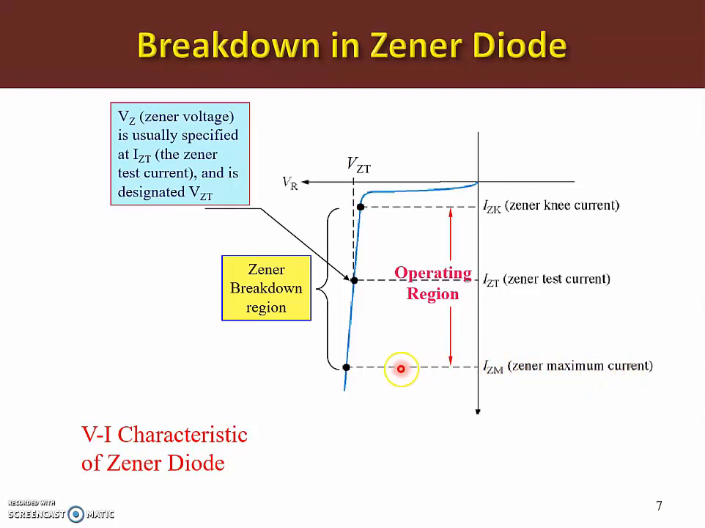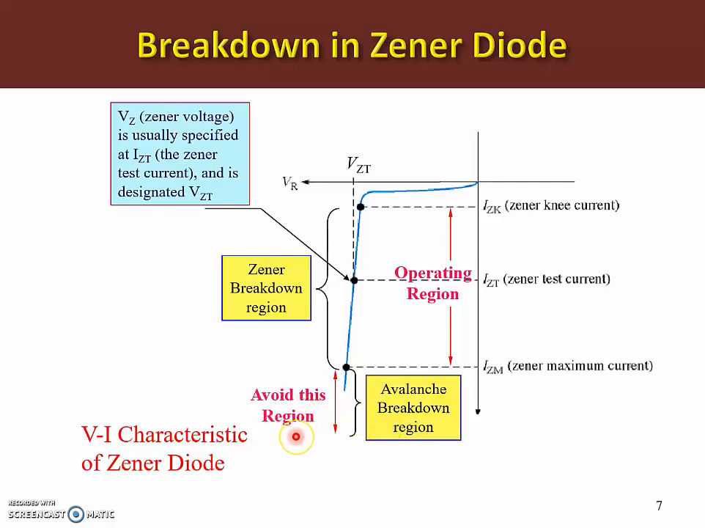If the reverse bias voltage is set too high, the current through the Zener will be higher than this IZM. In that situation, the Zener will enter the avalanche breakdown region, and the Zener diode can get damaged. So avoid this region.